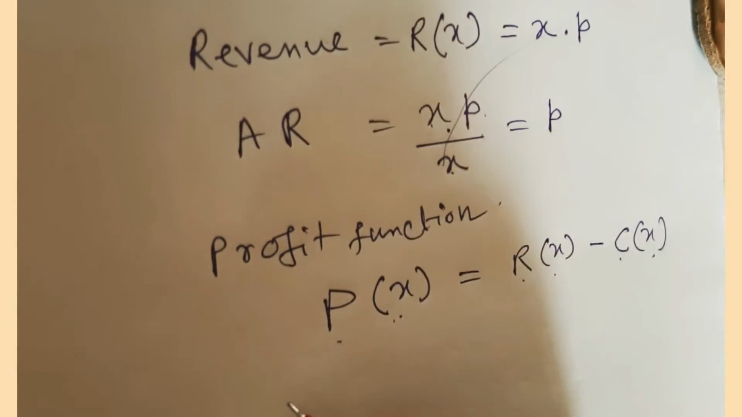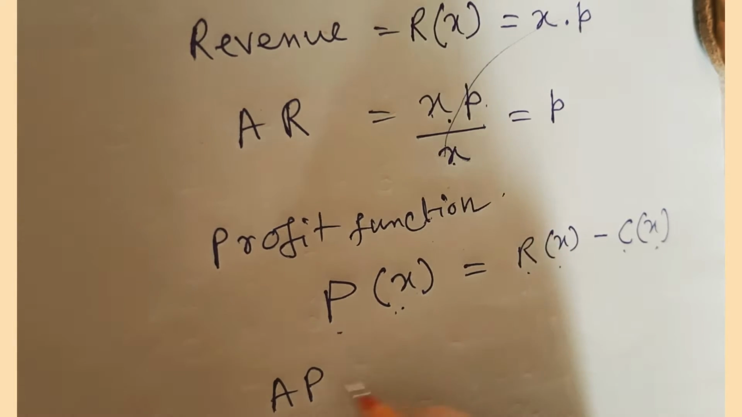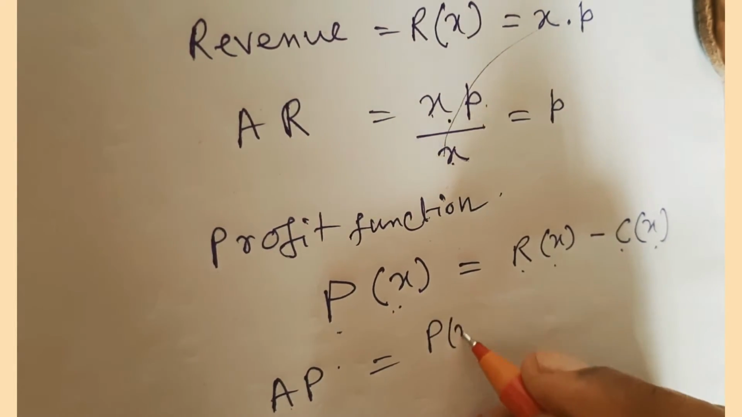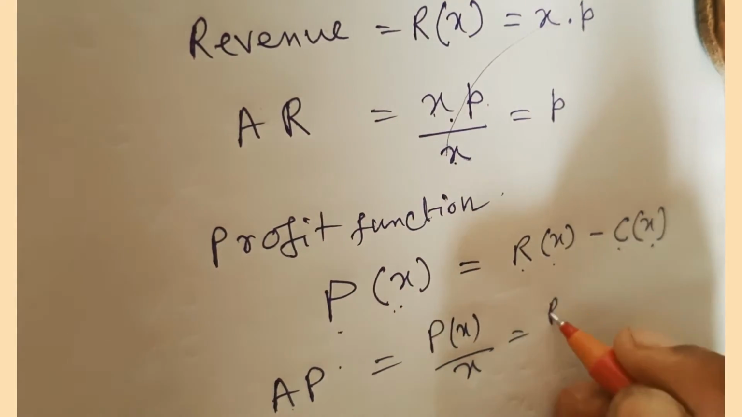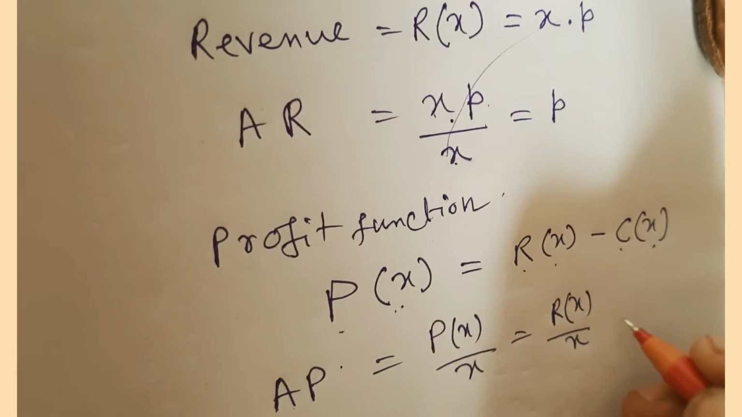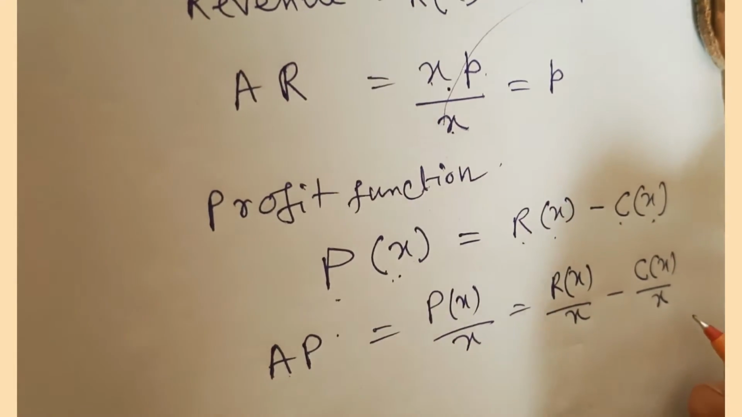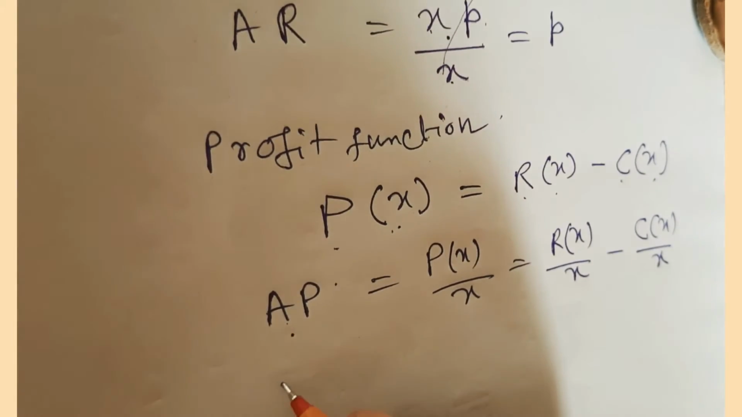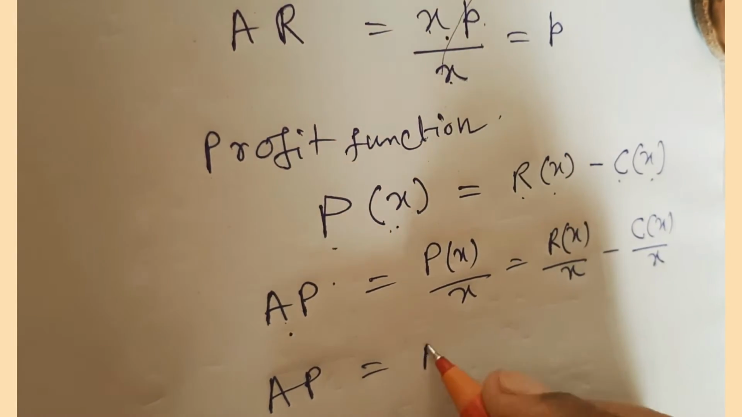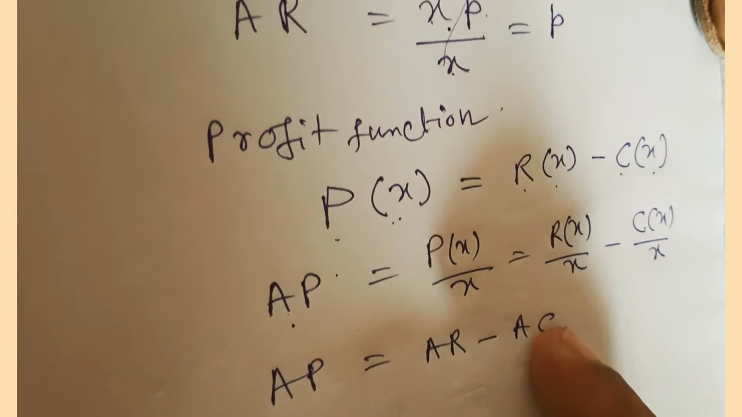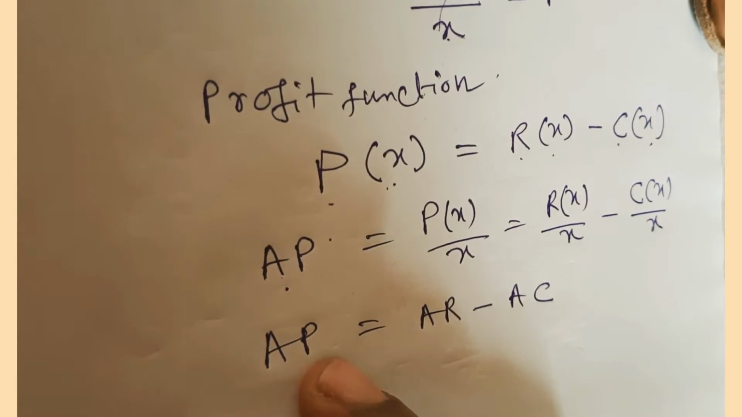Now I am telling you the average profit. What is the meaning of average profit? Profit function divided by x, or you may write revenue function divided by x minus cost function divided by x, is equal to average profit. Or you may write average profit equals average revenue minus average cost. This is called the average profit function.